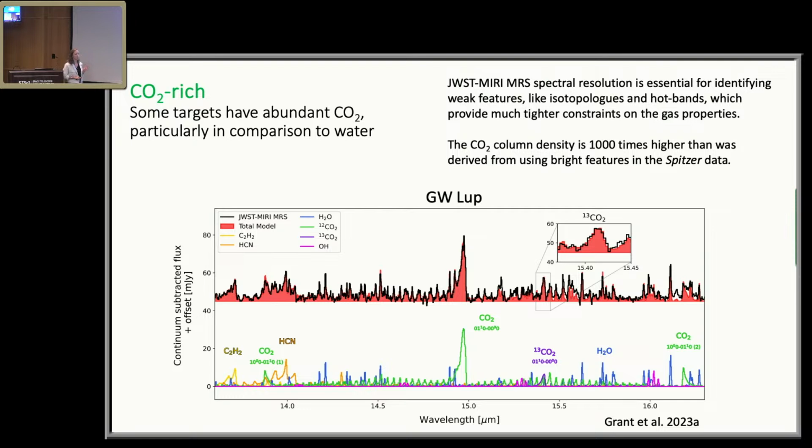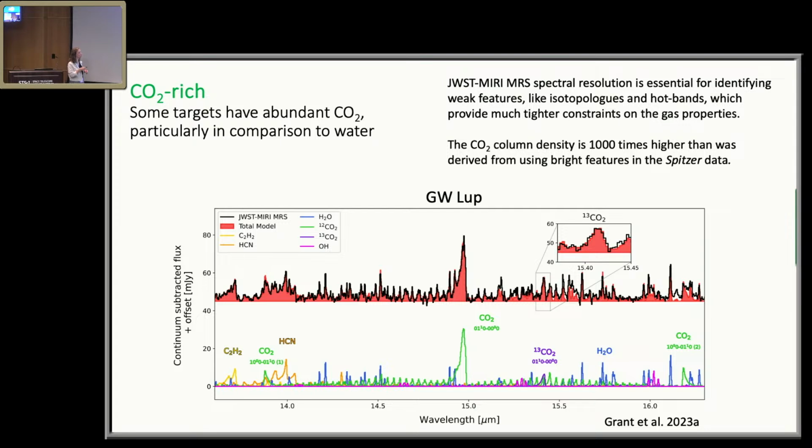And the MIRI MRS spectral resolution is really allowing us to detect those faint features that we were not otherwise able to detect, or at least deblend from other features. And so using these features, we can detect 13CO2 in the disk for the first time. We always thought that it would be there if we had the sensitivity and the spectral resolution to observe it. And then we can also detect these weak features, these hot bands of this molecular emission, that can then be used to constrain the gas properties much more accurately.